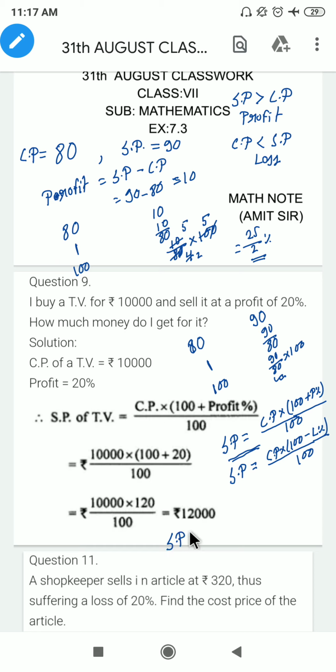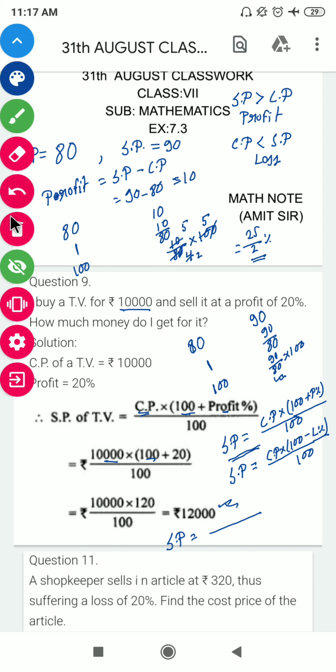So selling price is equal to CP, cost price, into 100 plus profit percentage divided by 100. The cost price is given here: 10,000 rupees into 100 plus profit, which is 20%, divided by 100. If you calculate it, you will get the answer here. Now go to our next problem.